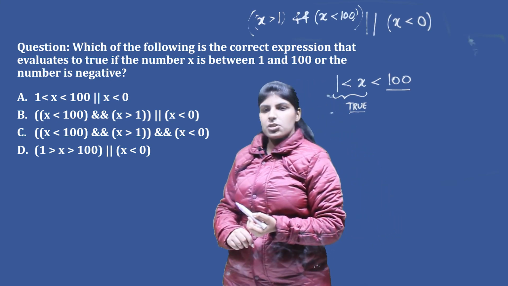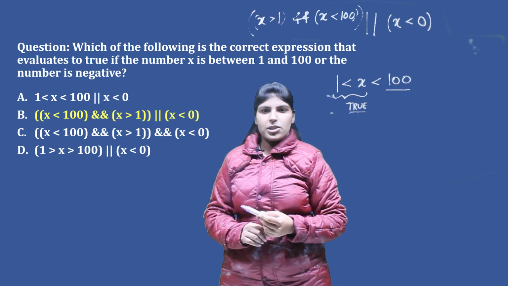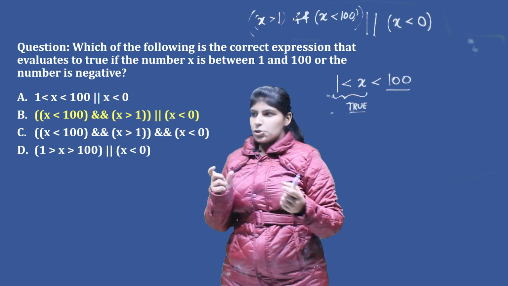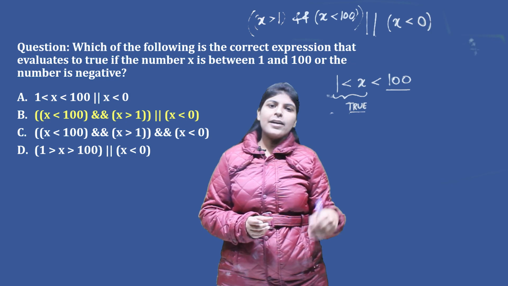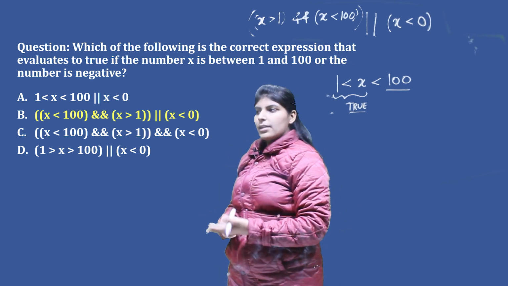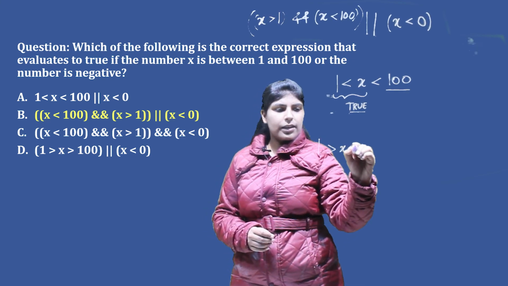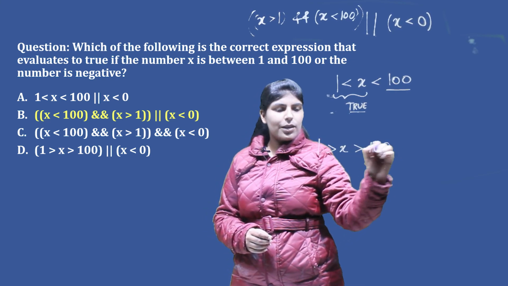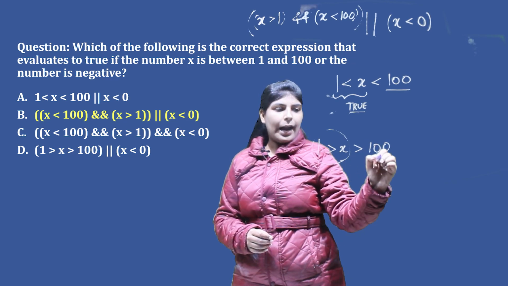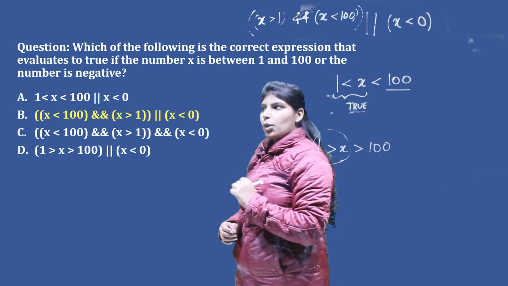So the second expression is true. In the third expression, I am having an AND operator between these two conditions. So this is saying that the number should be between 1 to 100 and it should be negative. So this condition is not true. Similarly, in the last condition also, I am using 1 greater than x greater than 100. So this will evaluate to a Boolean data type and this is integer. So it will give an error. So the correct option is B.